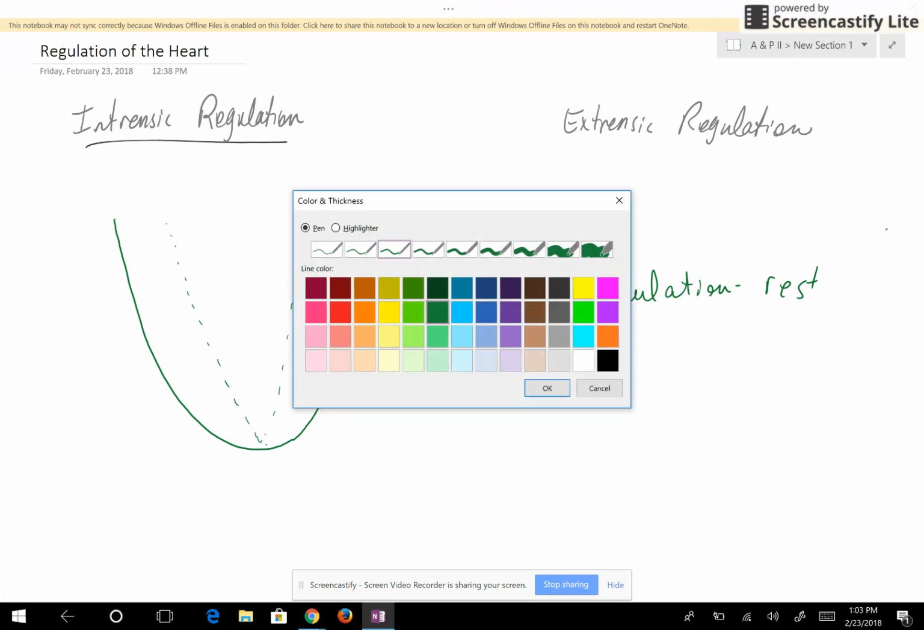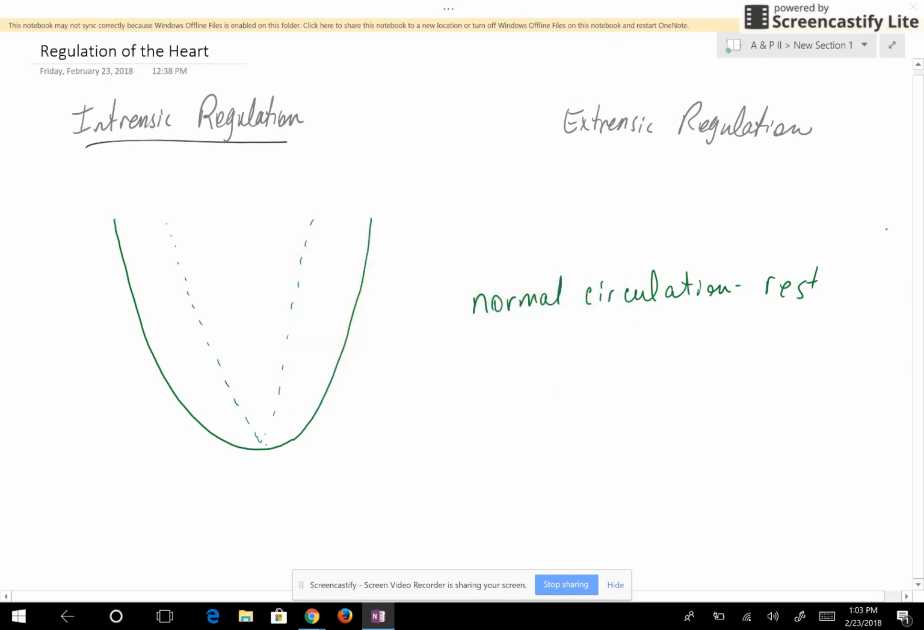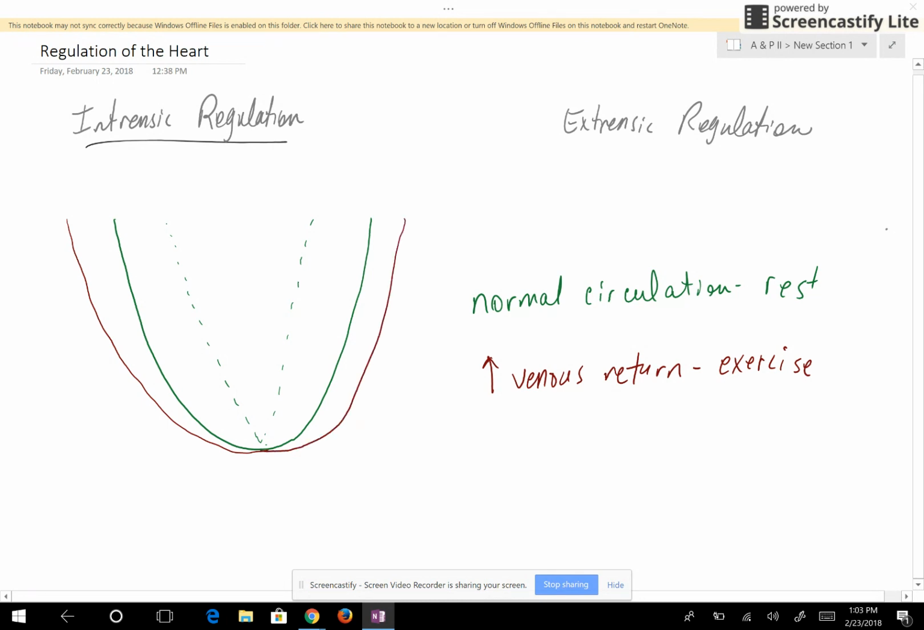Now we're going to say we're going to have the size of the heart whenever you have an increase in venous return. Just so you know, increase in venous return is going to occur whenever you are exercising. So that kind of gives you an idea of rest and exercise. So this is going to be the end diastolic volume whenever you have an increase in venous return. And the ventricles are going to recoil with a greater force, so the end systolic volume is going to be even less. So when do you exercise? When venous return increases.